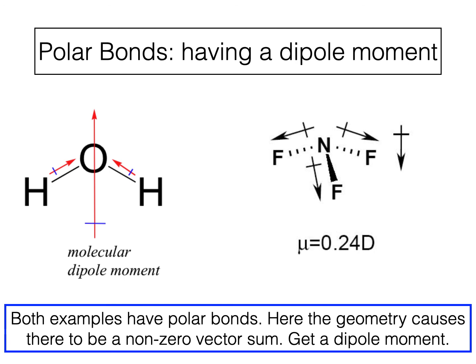So you have to consider the intramolecular bond, and you have to consider the geometry to decide, yes, you have a dipole moment, therefore it is a polar molecule, or no, there is no dipole moment, and it is a nonpolar molecule.